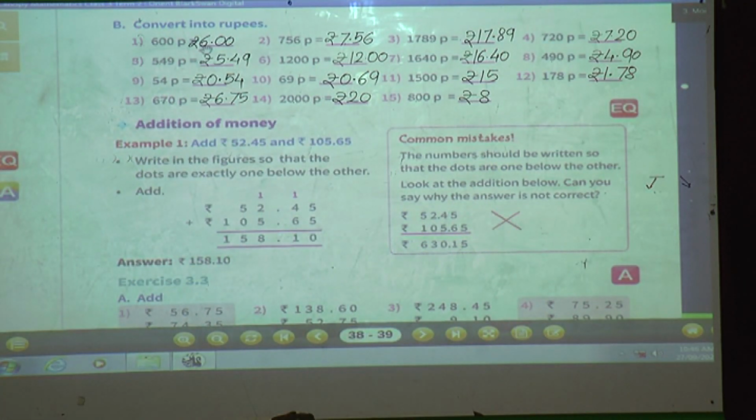Okay. So in this way today we have seen how to do the conversion of rupees and paise, and after that we have completed exercise 3.2.